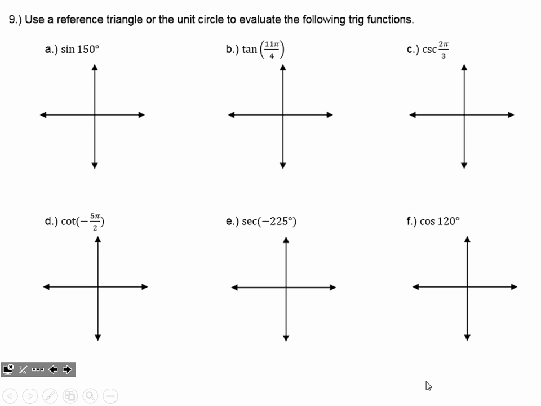For the next section, use a reference triangle or the unit circle to evaluate the following trig functions. Here, if we're going to be successful, we have to know the ratios of the sides of a 30-60-90 and a 45-45-90. So for letter A, let's start by drawing 150 degrees in standard position.